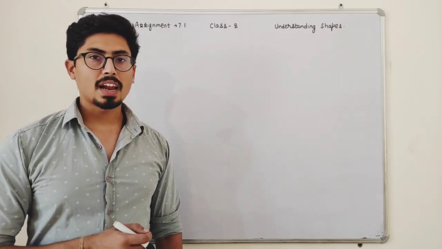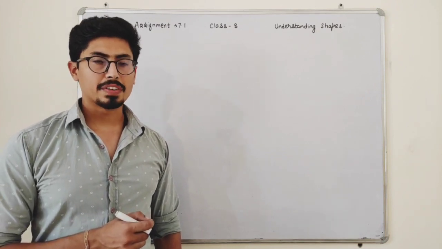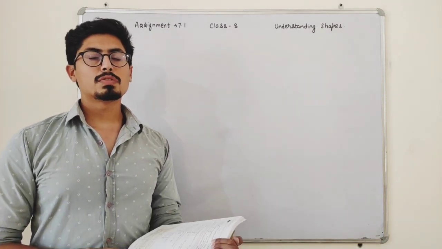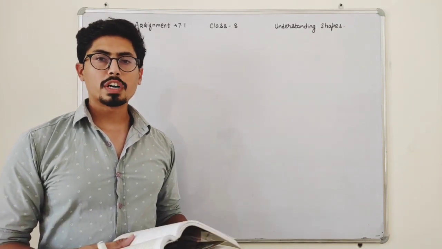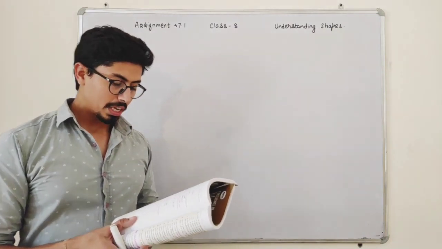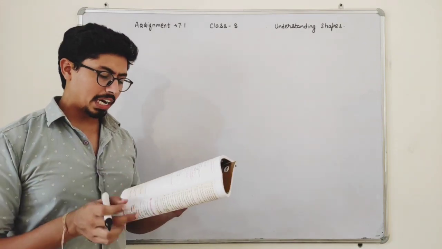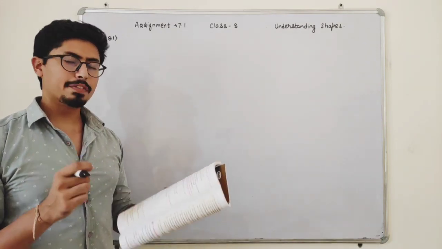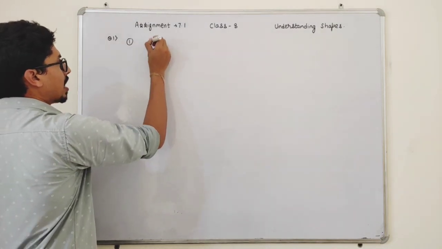Students, in today's class, we're going to start our next chapter, chapter number 7. So, students, we will start with our assignment 7.1. The first part of the first question in 7.1 is: if three angles of a quadrilateral are 100, 50 and 50, a quadrilateral is given.